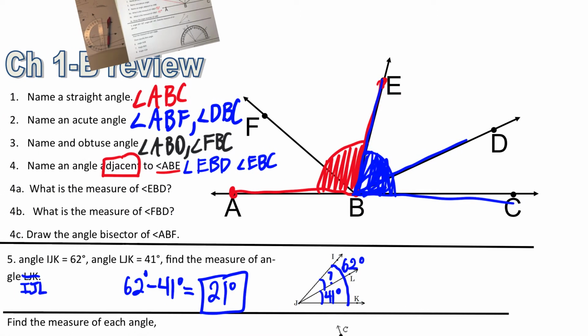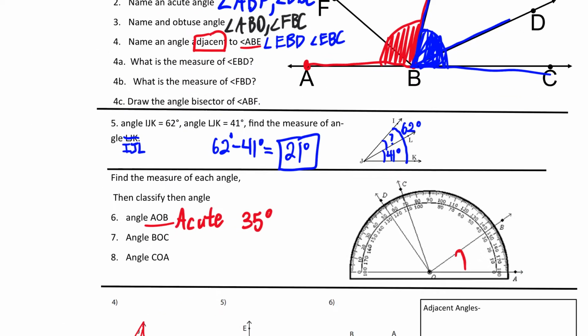Remember, to be adjacent, it's got to share a side, share a vertex also, and it's got to be next to it. It cannot be inside of it. So does it mean like middle, basically? Well, there's going to be a middle line, you could think about it like that, yeah. There's a line it's sharing.